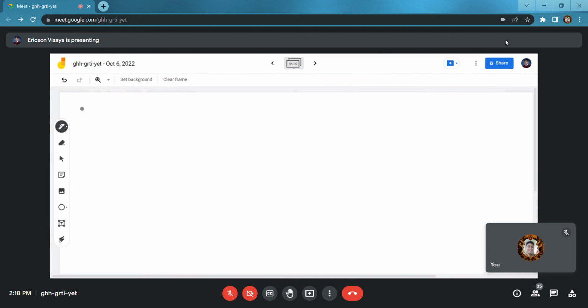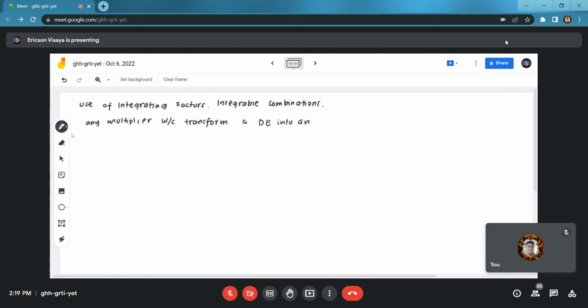So our next topic is the use of integrating factors, or what we call integrable combinations. Usually we make our solutions long, but we have ways to make our lives easier. So, any multiplier which transforms a differential equation into an exact DE is called an integrable combination. And before you perform anything, check first if you can reduce it to integrating factors.